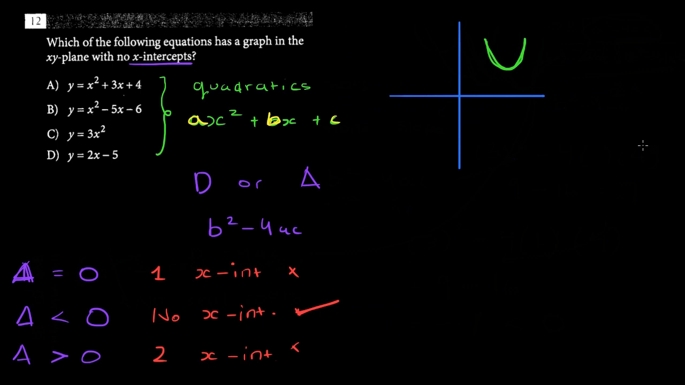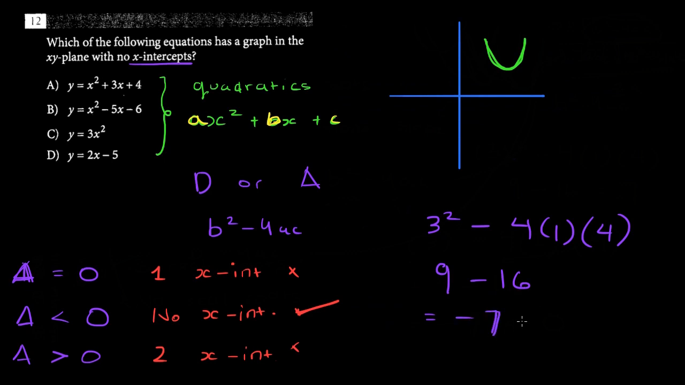Okay, so let's look at the answer choices. A says y equals x squared plus 3x plus 4. Let's find the discriminant of A. It's going to be b squared, which is 3 squared, minus 4. A is going to be 1, right? An imaginary 1 is going to be there. So A is going to be 1. And C, the constant term, is 4. That's going to be 9 minus 16. 9 minus 16 is -7.